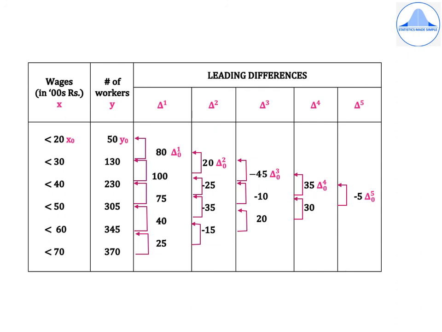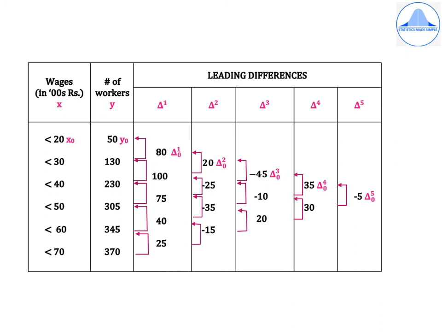Next is delta square values, that is 100 minus 80 is 20. Call it as delta naught to the power 2. 75 minus 100 is minus 25. 40 minus 75 is minus 35. 25 minus 40 is minus 15. Then delta cube values, minus 25 minus 20 is equal to minus 45 and label it as delta naught cube. Then minus 35 minus of minus 25 is minus 10. Minus 15 minus of minus 35 is 20.